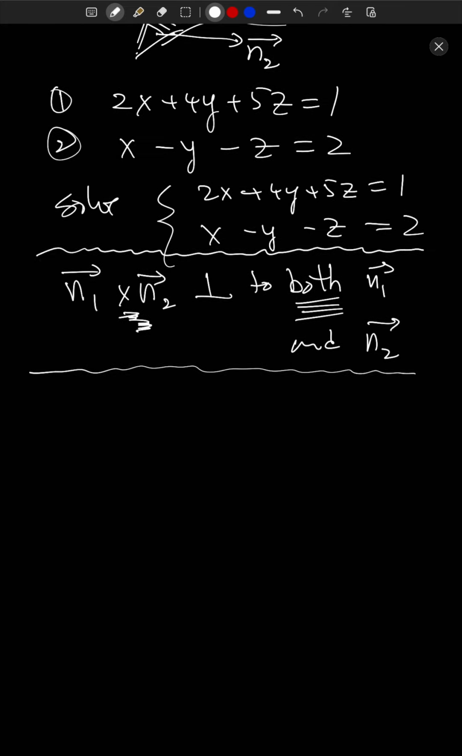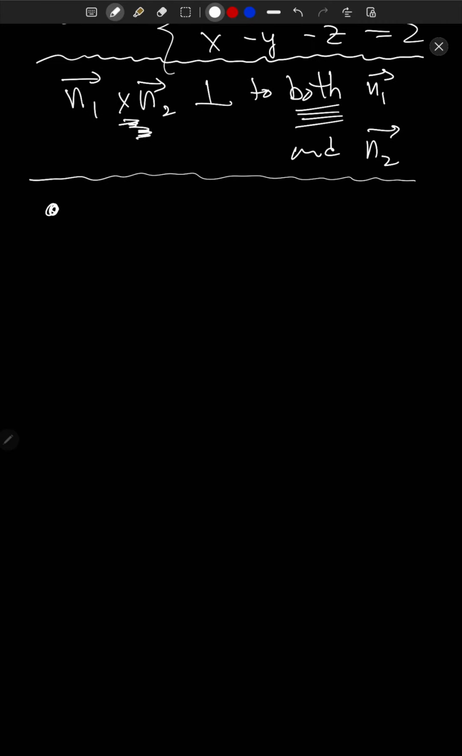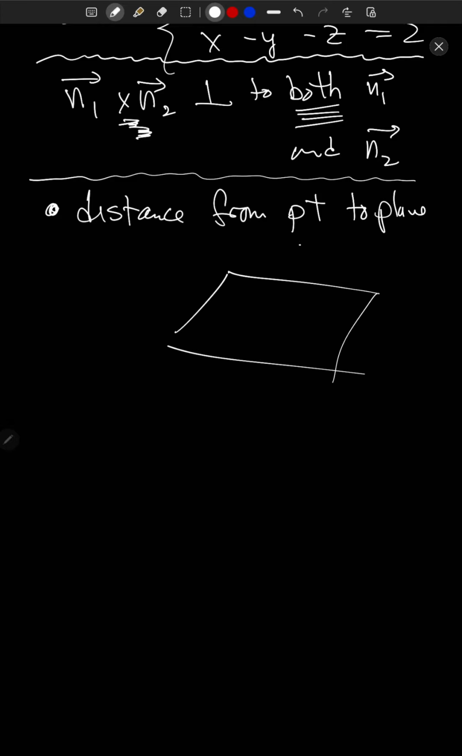Okay. So one more small point, and I think we're pretty much done. The last point is, if you are reading the book, you'll see that the book has a mini subsection on distance from a point to a plane. So again, I have a point, I have a plane. How far is this point from the plane?